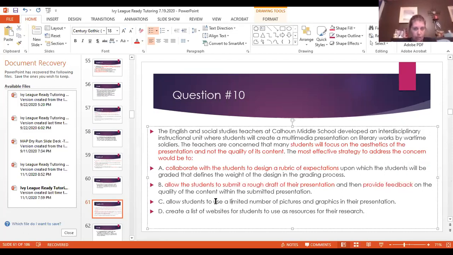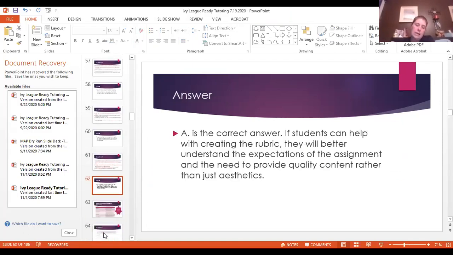Allow students to use a limited number of pictures and graphics. Create a list of websites. So using what has been highlighted, go ahead and pick your answer. All right, guys, key word here, it was A, right?